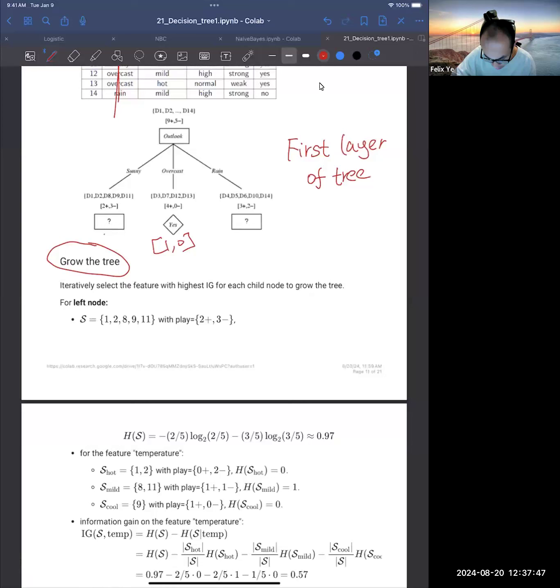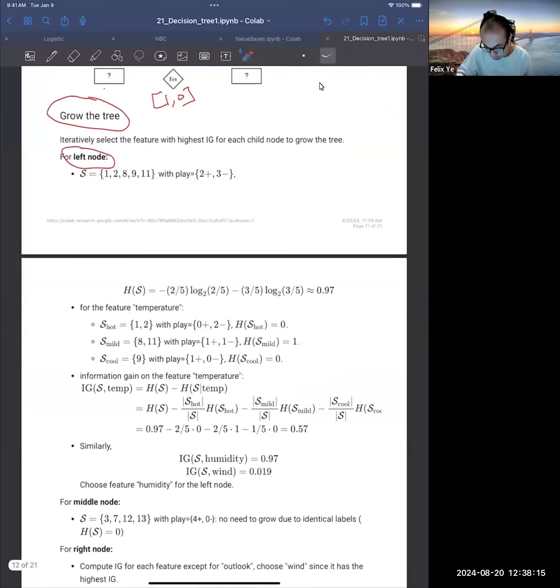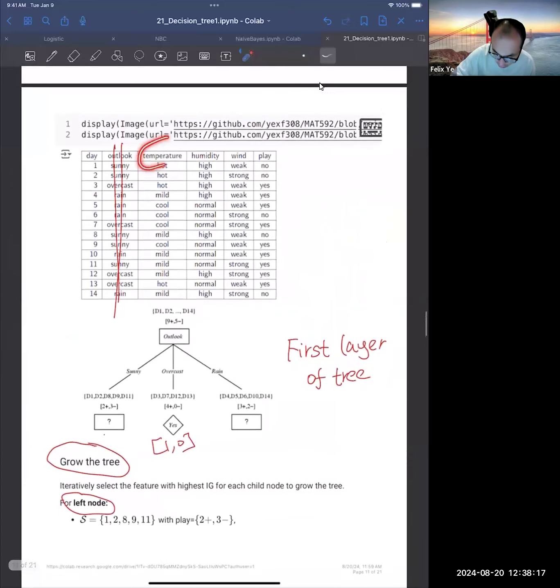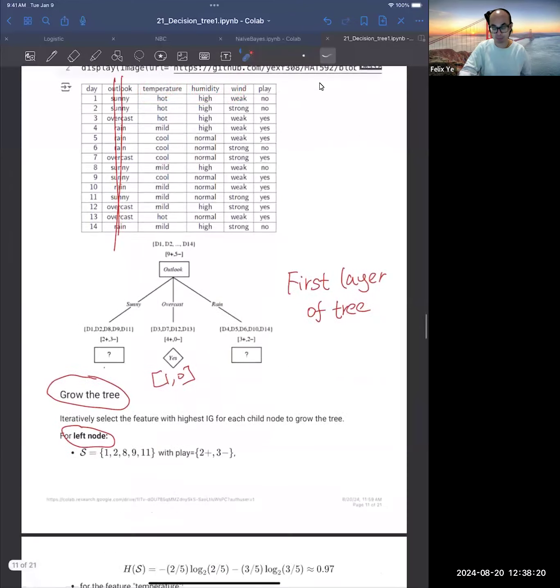So then, for the left node, we have examples 1, 2, 8, 9, 11 with 2 play and 3 no play. If we set this as my set S, then we can calculate the entropy. This is 2/5 and 3/5. The entropy is about 0.97. Then we have 3 more features: temperature, humidity, and wind.